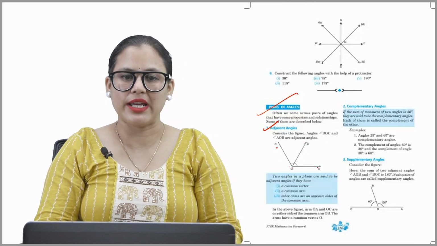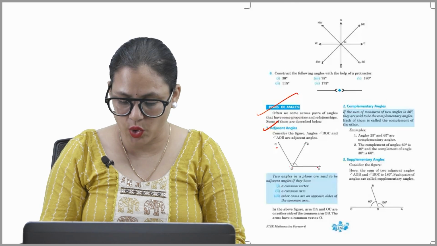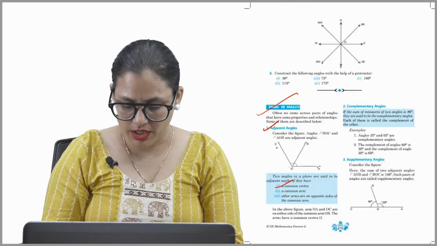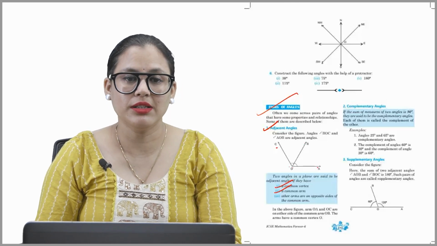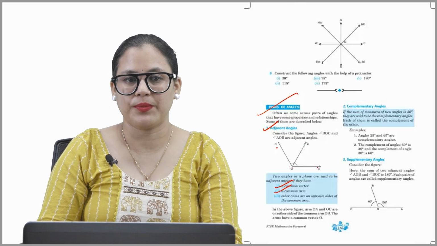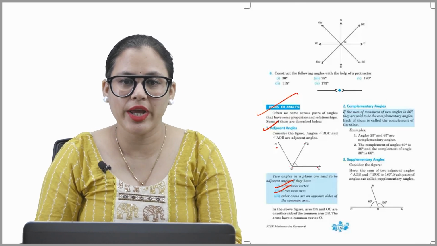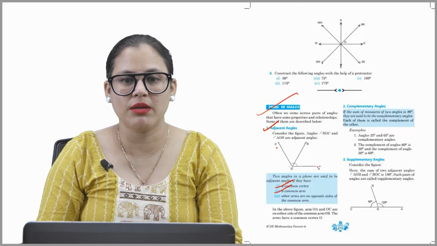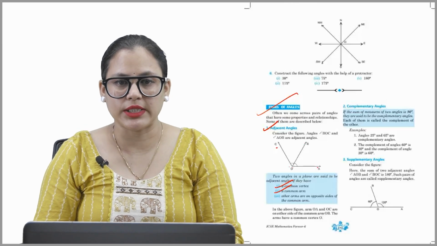So, two angles in a plane are said to be adjacent if they have a common vertex, a common arm, and number 3, other arms are on opposite sides of the common arm. In the upper figure, arms OA and OC are on either side of the common arm OB. The arms have a common vertex O.